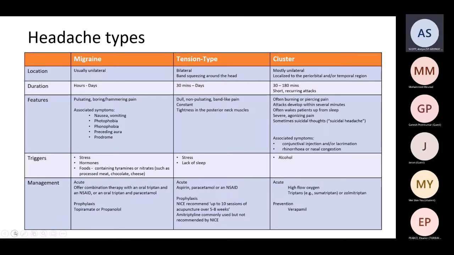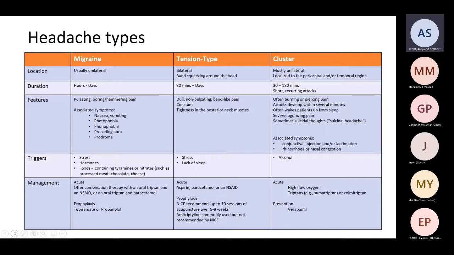And cluster headaches, my way of remembering it doesn't help with my question, I'm afraid. But my way of thinking about cluster headaches is thinking of a cluster of mushrooms. If you imagine magic mushrooms, if you took some, you get high, which is how I remember the high flow oxygen. And they might make you trip, which is how I remember the triptans. But that is only for the acute management of a cluster headache. Whereas if you want to prevent further headaches, you actually use verapamil. But I can see where everyone's going with triptans.